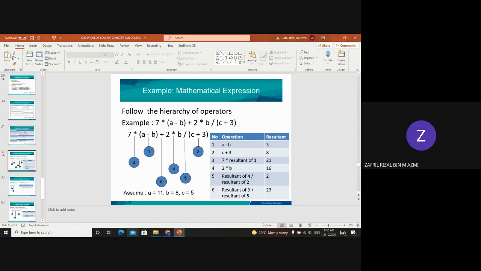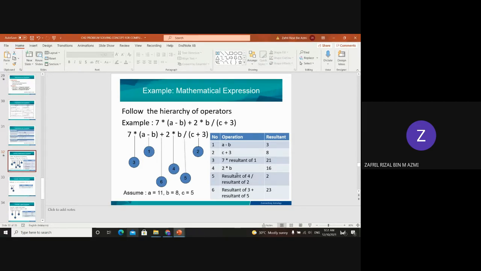We have two multiplications and we have a division. Which comes first? The most left, since they are at the same hierarchy level. The most left is the first multiplication, so 7 multiplied by resultant 1. Resultant 1 already got the result, which is 3. So how to write it? Like this: 7 multiplied by resultant of 1. So you get the value.